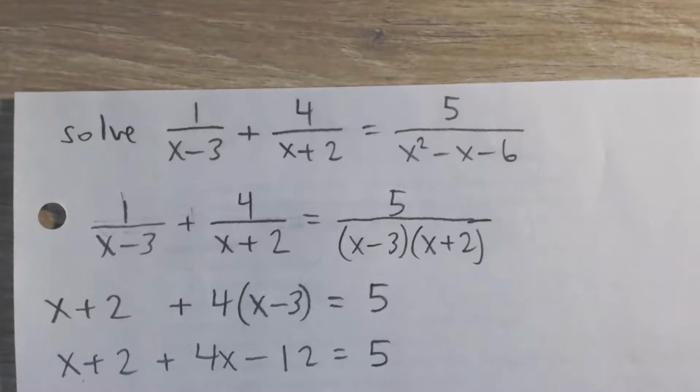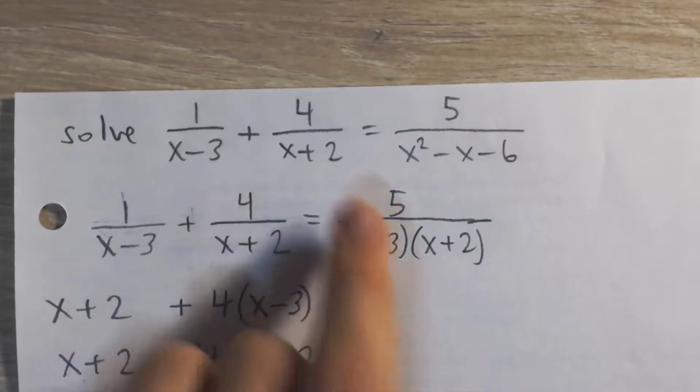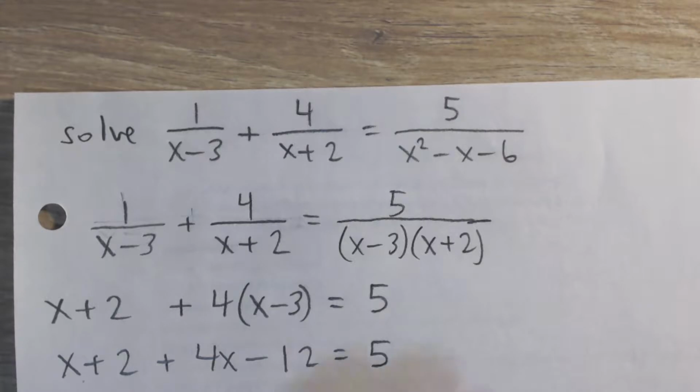Okay, here we have to solve this equation. 1 over x minus 3 plus 4 over x plus 2 is equal to 5 over x squared minus x minus 6. So the first thing we want to do is get rid of all these denominators.